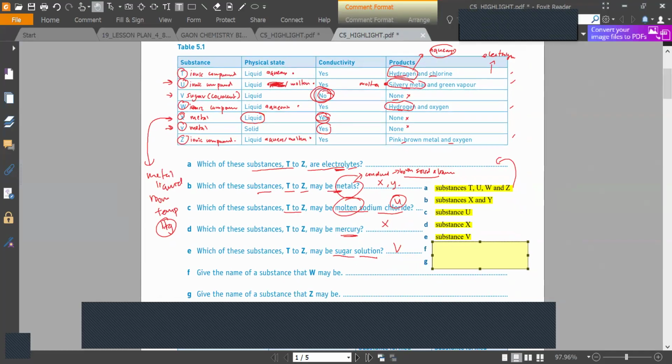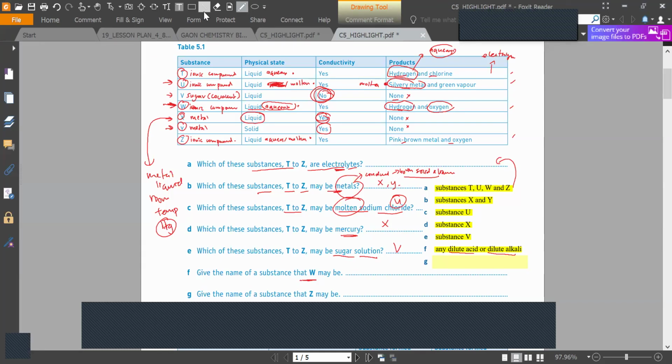Okay, what could be W? So what is W? Let's take a look. This one is an aqueous solution producing hydrogen and oxygen. So this one should be any dilute acid or dilute alkali. Okay, why is that?